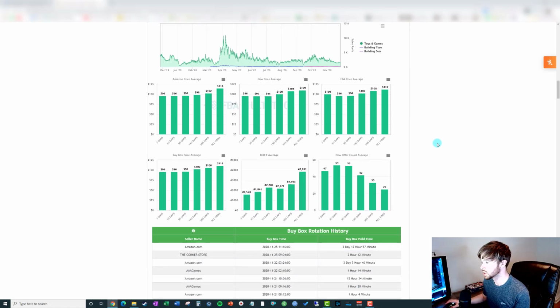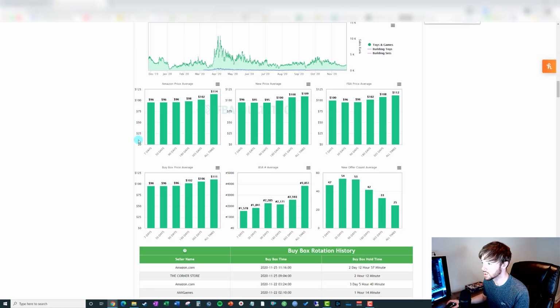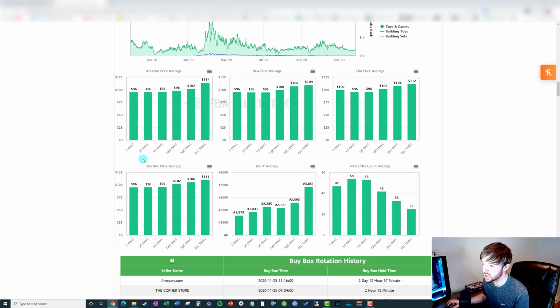And if I scroll down a little more, this stuff is just so incredible. We've got these boxes of charts that you can see. Each one looks at something different, but they're so powerful. Amazon price average over time. Let me zoom in a little bit and increase the size here for everybody. You can see the 7-day, 30-day, 90-day, and all-time Amazon price average. On average, Amazon's price has been $114 for this set. Right now it's $96, so you know it's a good deal.